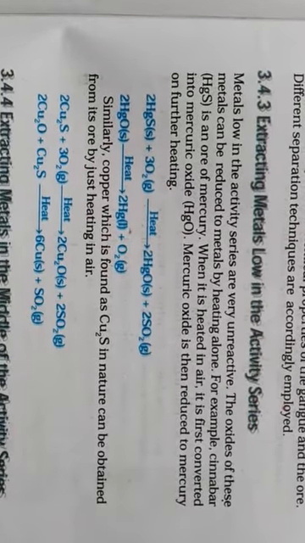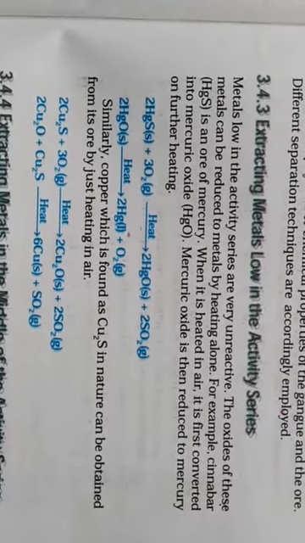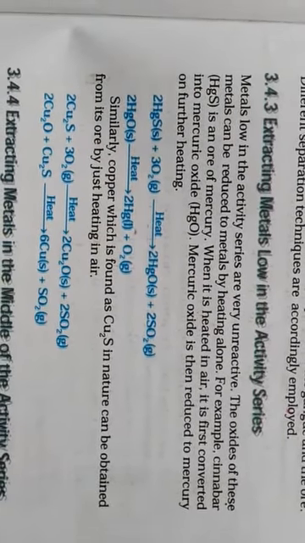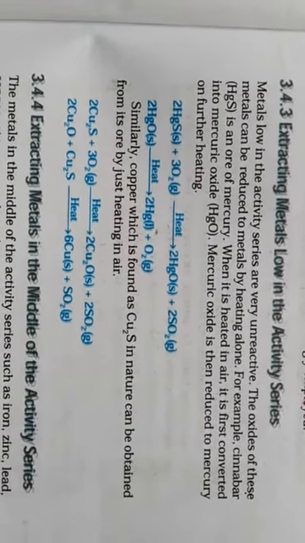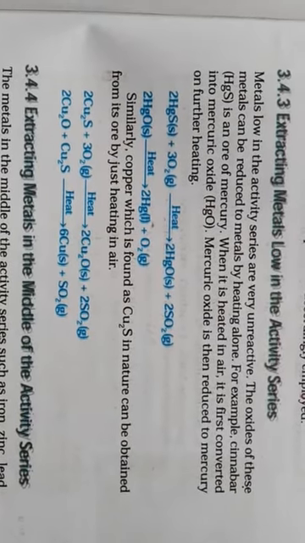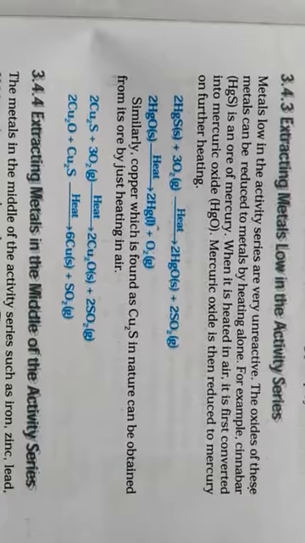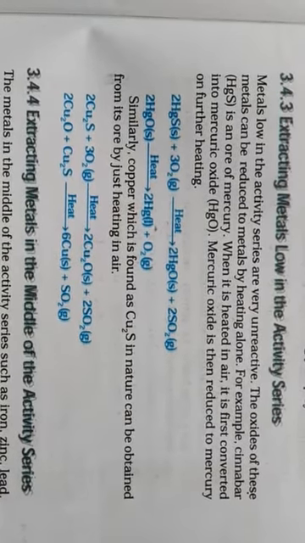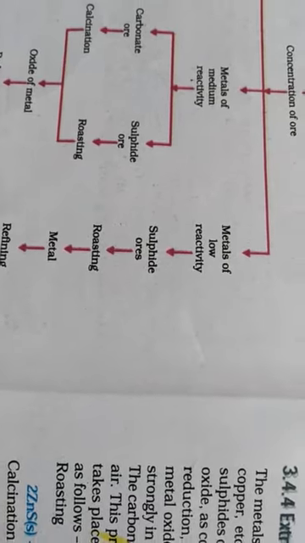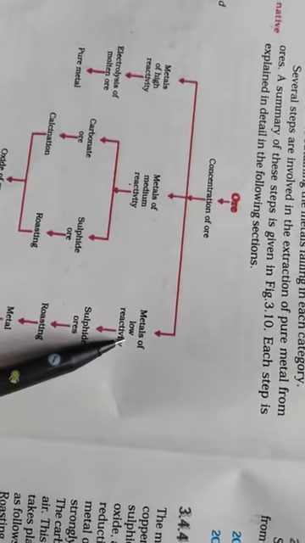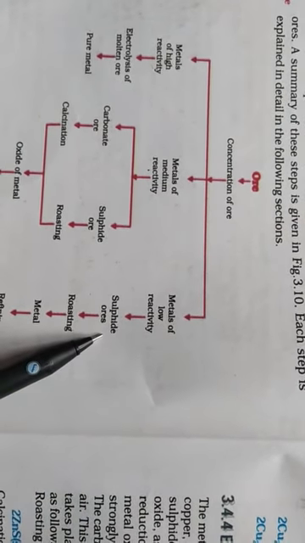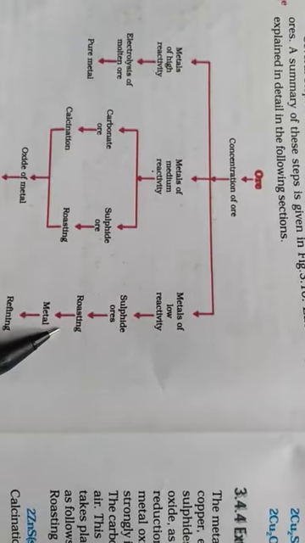Now let us come to the detailed discussion of extracting metals placed low in the activity series. So you know that in the low activity series we have metals like mercury, copper, gold, silver. Now for the extraction of mercury from its ore, we have already discussed that metals of low reactivity are mostly found as sulfide ores. If it is a sulfide ore, we go through the process known as roasting to obtain the metal.